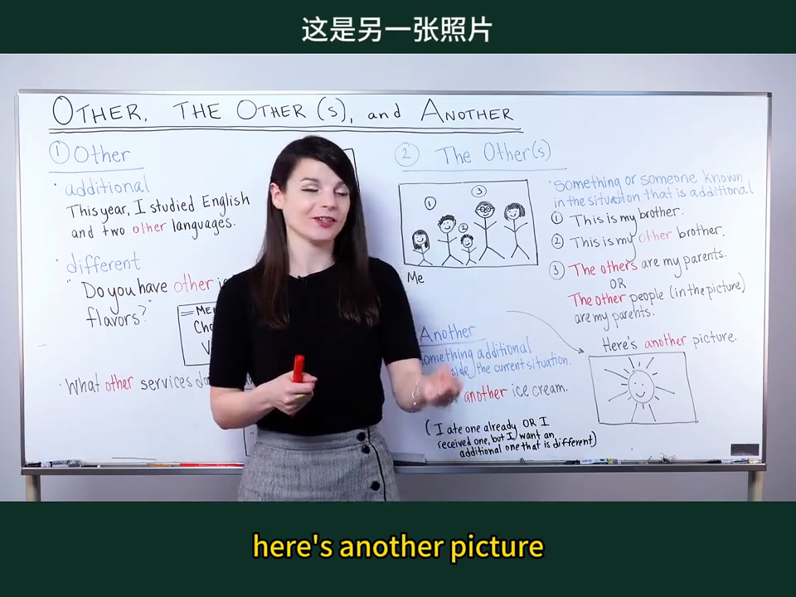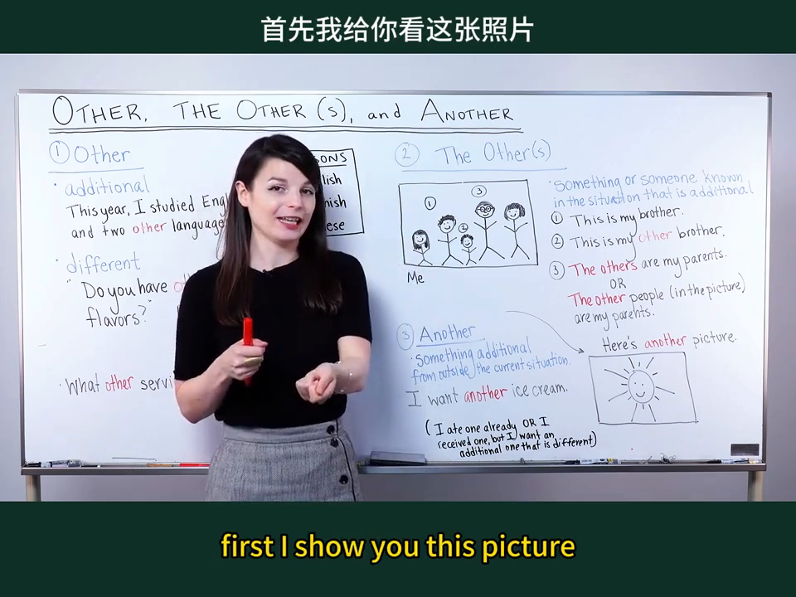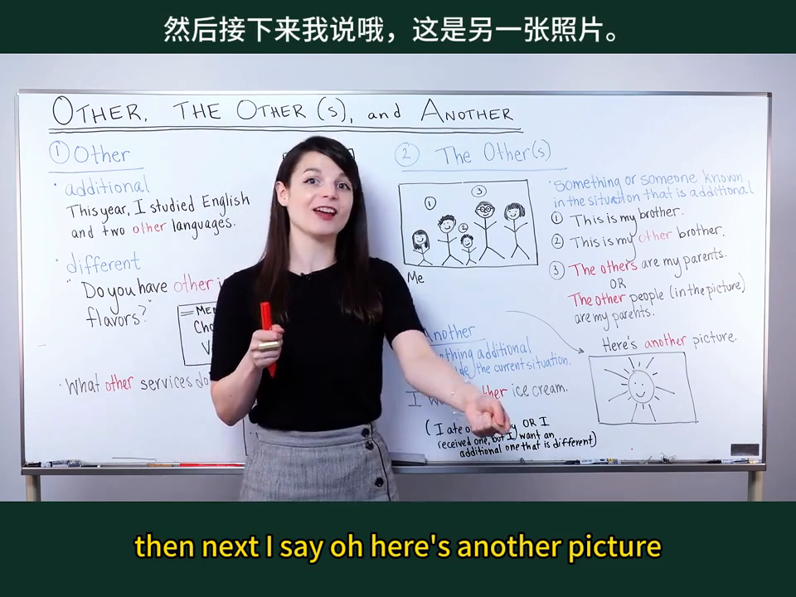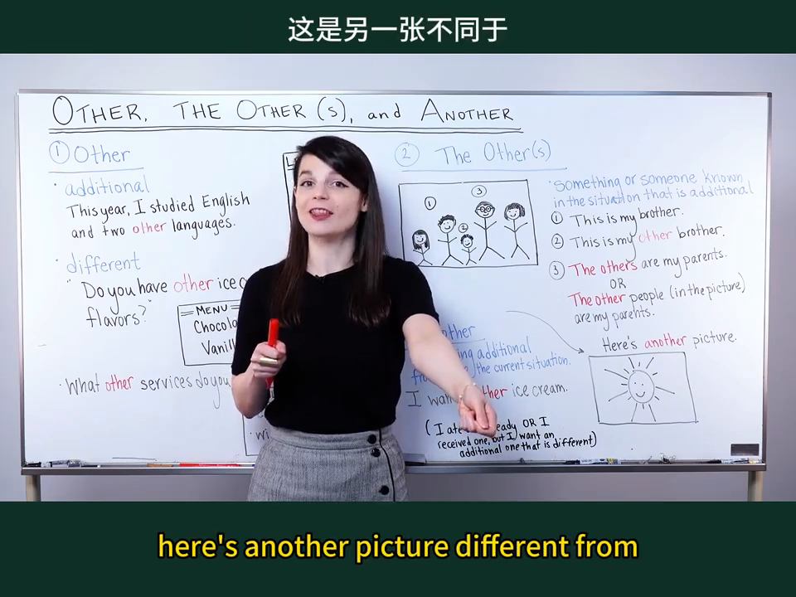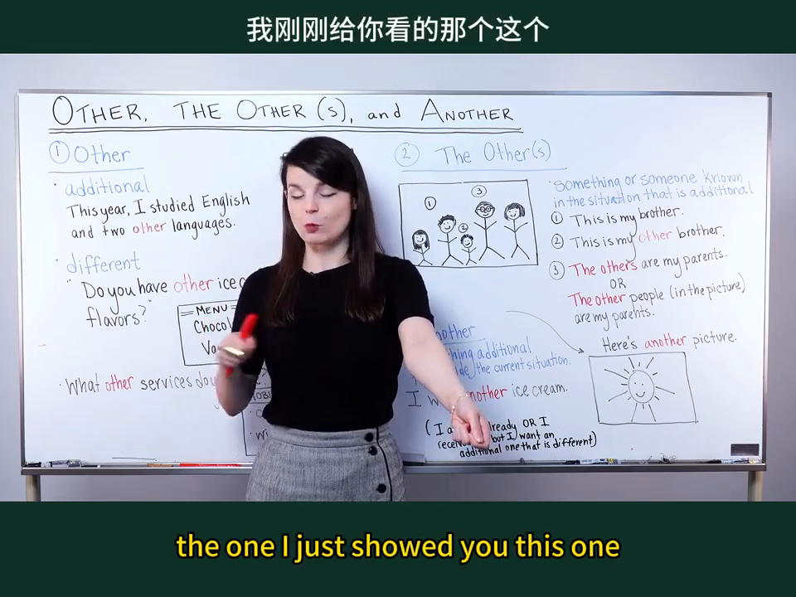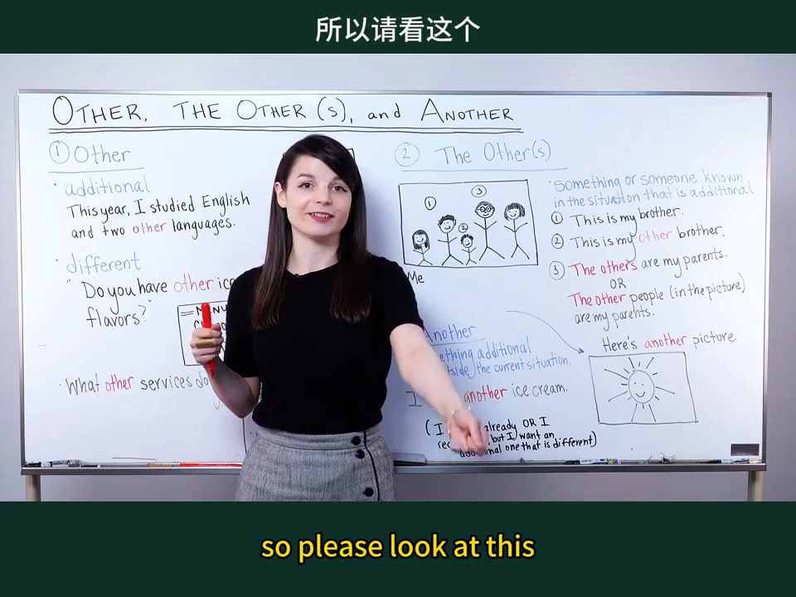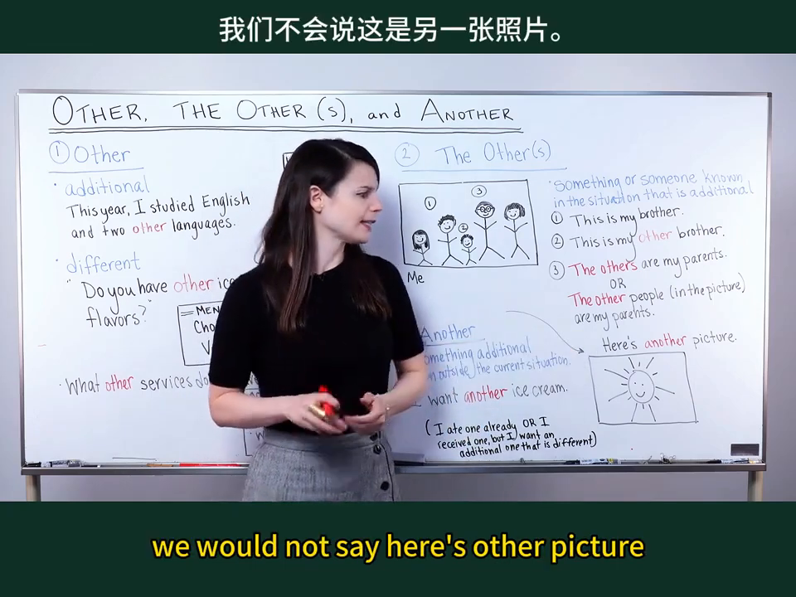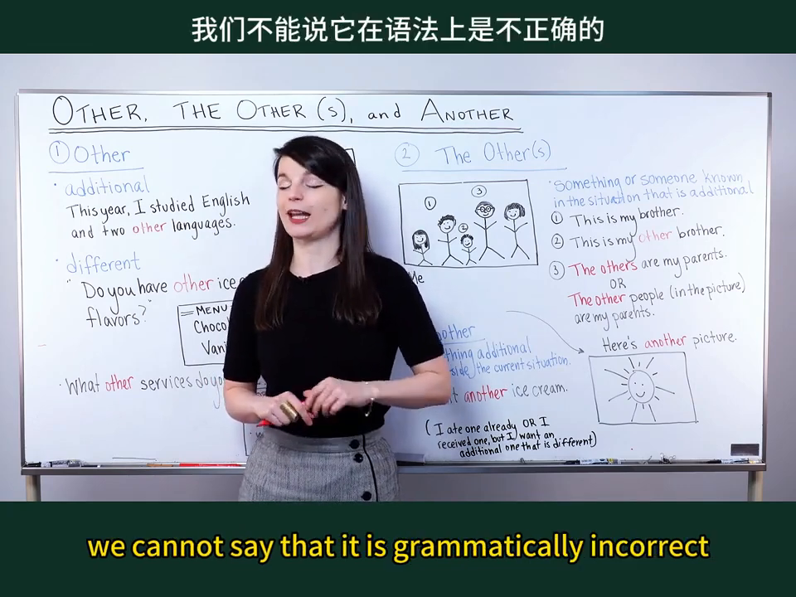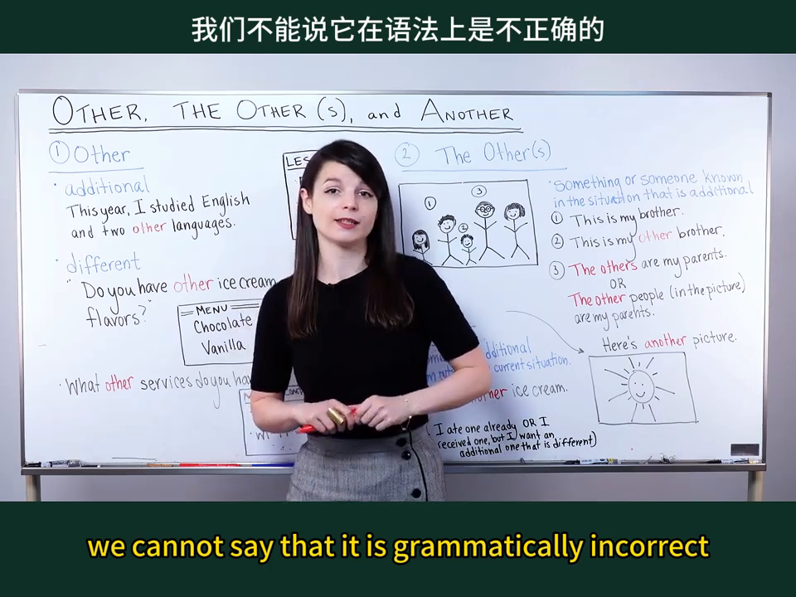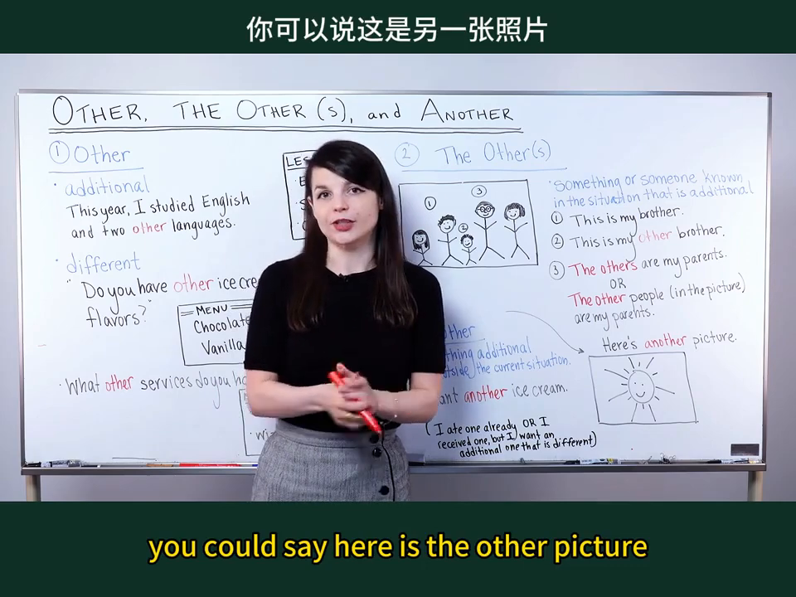Here's another picture. So first, I show you this picture. Then next, I say, here's another picture. So in other words, this is a new picture. Here's another picture, different from the one I just showed you, this one. Here's another picture. It's new. So please look at this. We would not say, here's other picture. We cannot say that. It is grammatically incorrect. You could say, here is the other picture.